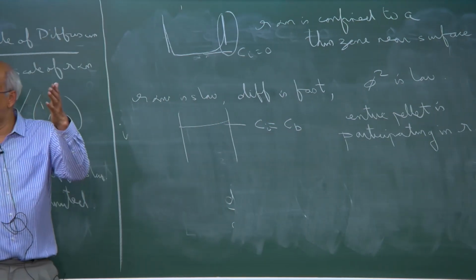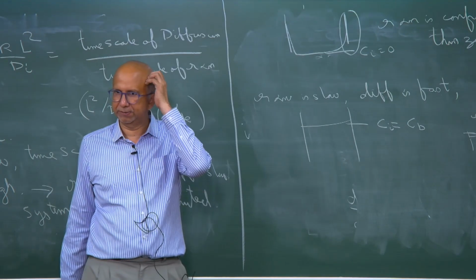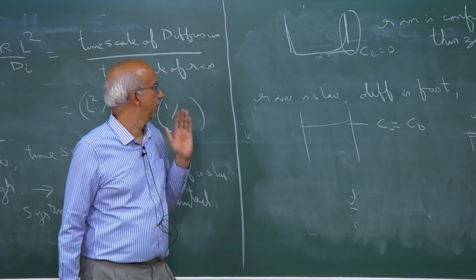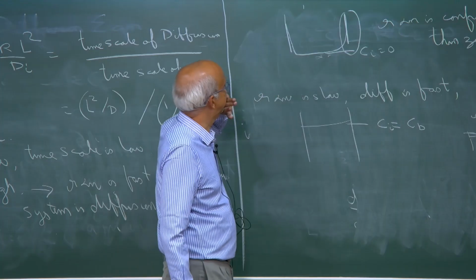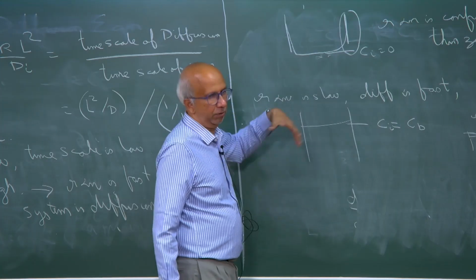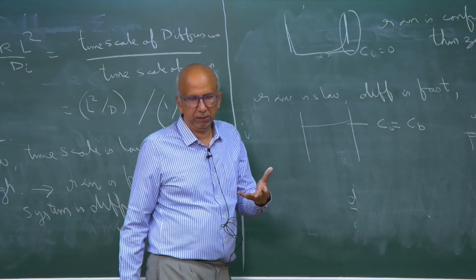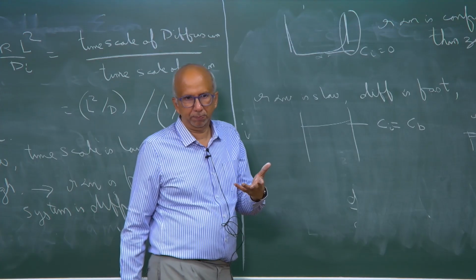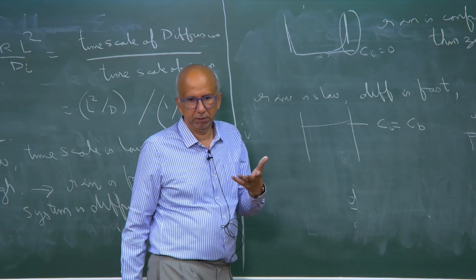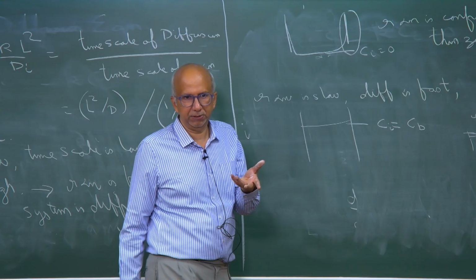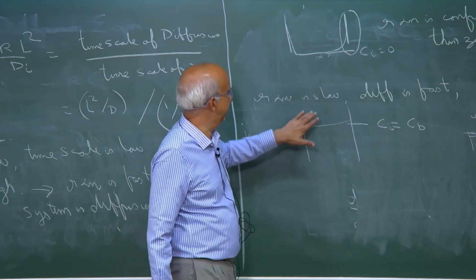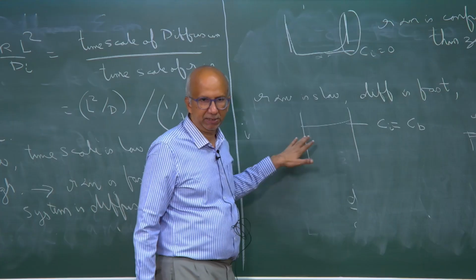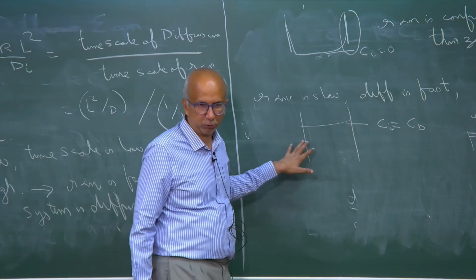Okay. The entire pellet is participating in the reaction. So now, when it comes to, like I said earlier, catalyst active sites, they are usually precious metals. There is no issue here, the entire thing is participating, so it makes sense to put the catalyst throughout the pellet.